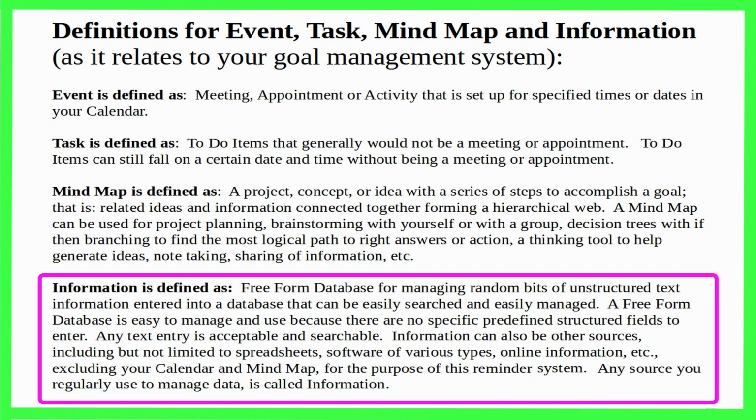Information is defined as a free-form database for managing random bits of unstructured text information entered into a database that can be easily searched and easily managed. A free-form database is easy to manage and use because there are no specific predefined structured fields to enter. Any text entry is acceptable and searchable.